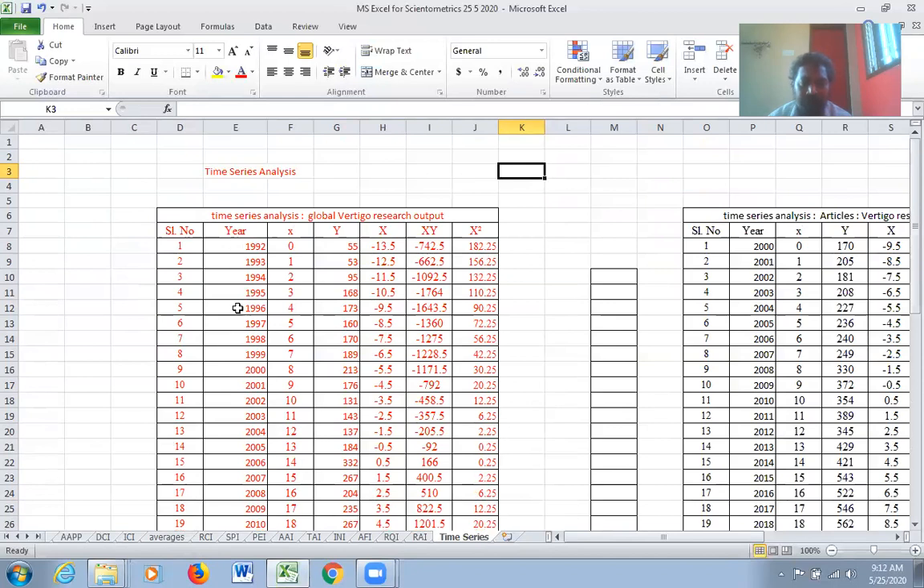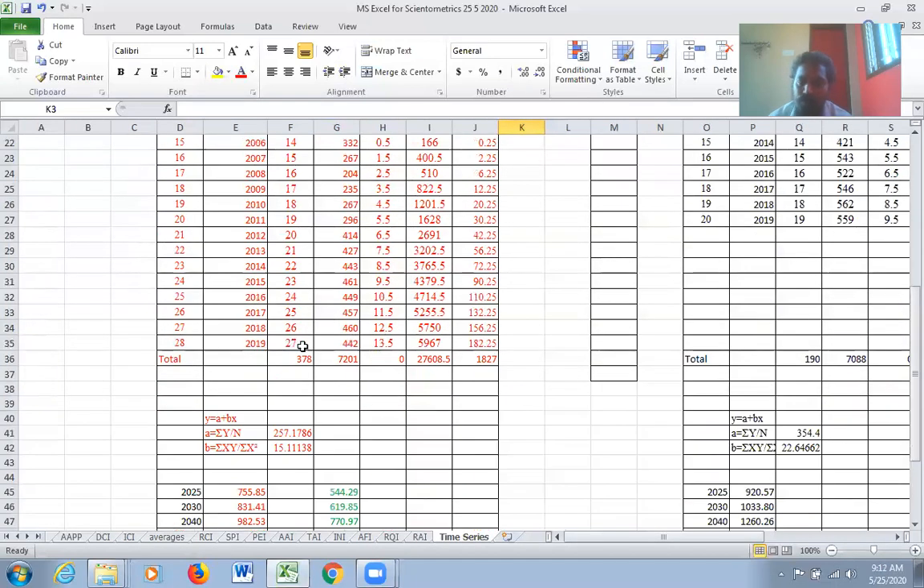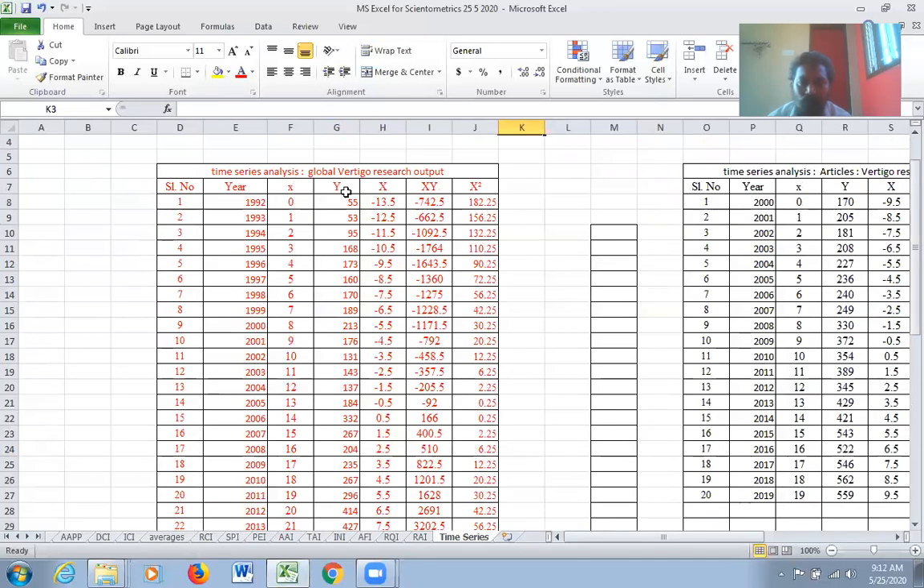So serial number, year, X is nothing but year, 0. You have to start from 0 and go to 27. There are 28 years, you start from 0 and go up to 27. Then capital Y tells you the number of publications. In 1992, 55 papers are published in vertigo research output. So year-wise research output should be placed under Y.